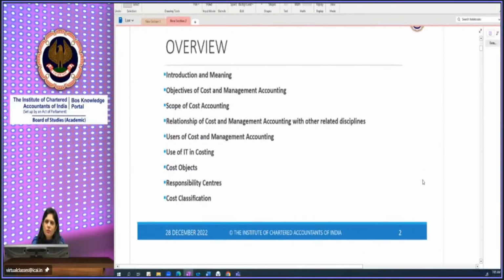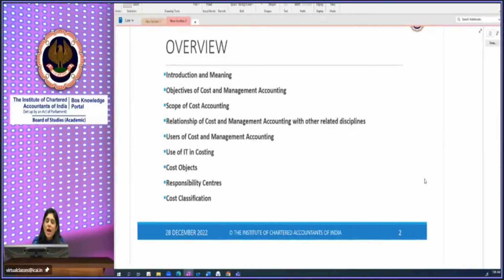So of course, the introduction, the meaning, the objectives of cost and management accounting, scope of cost accounting, what all is included in cost accounting, relationship of cost and management accounting with other related disciplines like financial accounting, financial management, management accounting, users of cost and management accounting. So basically, cost and management accounting benefit who all you will be understanding here.